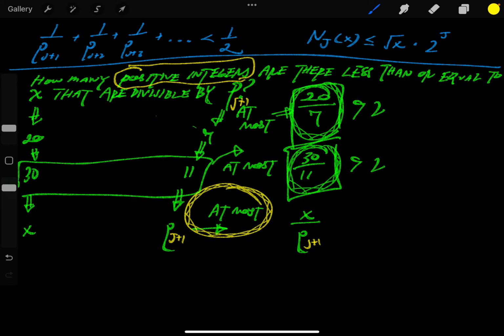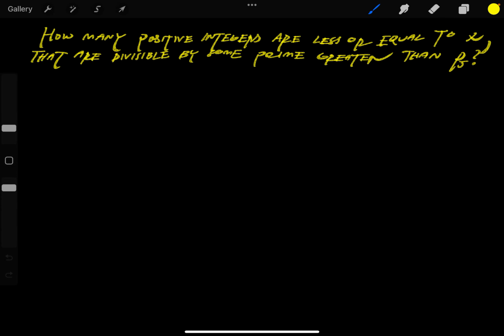This is at most, right? How many primes are there less than or equal to x that are divisible by p sub j plus 2? Well, x over p sub j plus 2, right? How many primes are there less than or equal to x that are divisible by p sub j plus 3? This many, right? So at most, going back to the other question, right, if we could sit here and keep this in our minds back and forth. How many positive integers are there less than or equal to x that are divisible by some prime? Well, how many positive integers are there less than or equal to x that are divisible by p sub j plus 1?